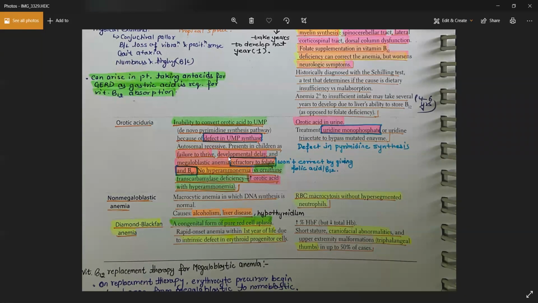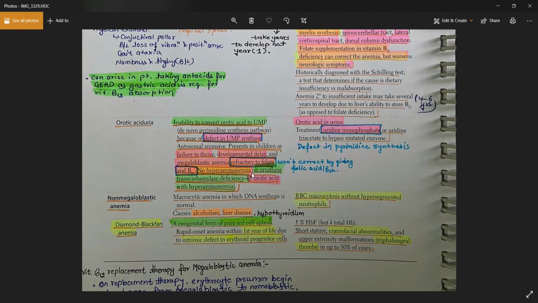Developmental delay could be there. Megaloblastic anemia would be there. And the high level of orotic acid will be there, which will come into urine. And you will detect the high level of orotic acid in the urine, that's why the disease is known as orotic aciduria, right? But you do not have any hyperammonemia.